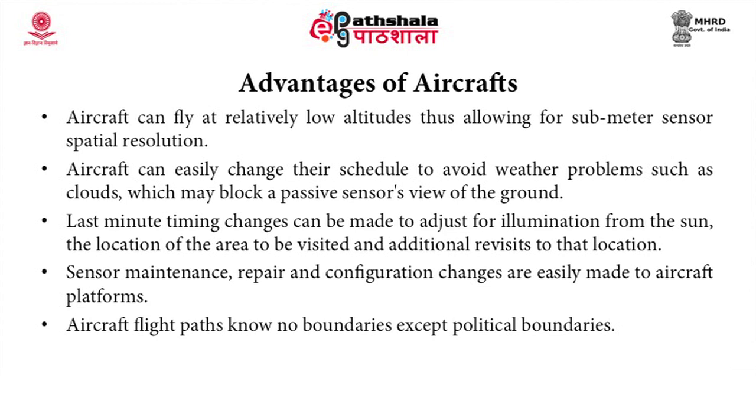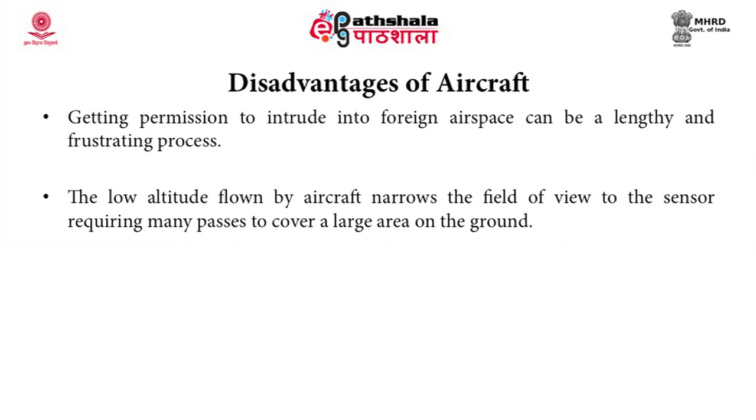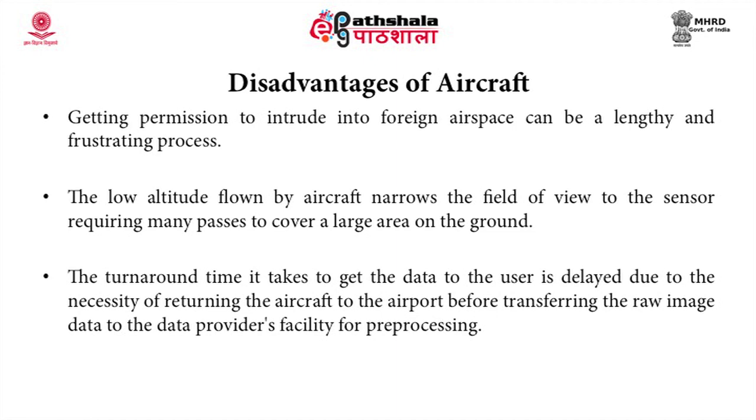The disadvantages of aircraft include getting permission to intrude into foreign airspace, which can be a lengthy and frustrating process. The low altitude flown by aircraft narrows the field of view of the sensor, requiring many passes to cover a large area on the ground. The turnaround time it takes to get the data to the user is delayed due to the necessity of returning the aircraft to the airport before transferring the raw image data to the data provider's facility for pre-processing.